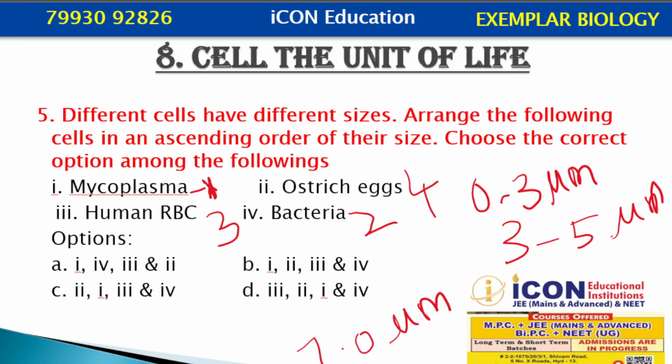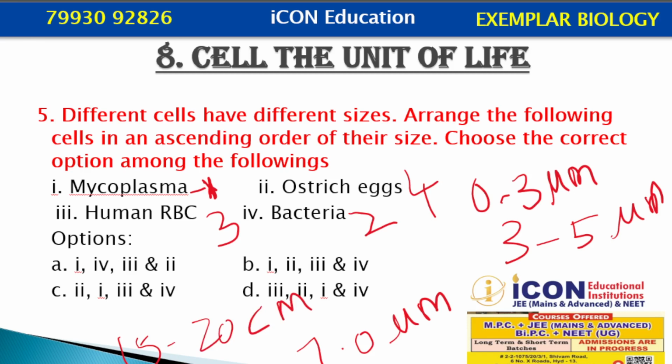Here one more question can be framed. Which is the largest isolated single cell? The largest isolated single cell is the ostrich egg, which measures about 15 to 20 centimeter in diameter.